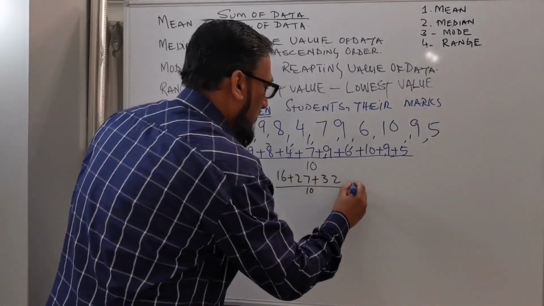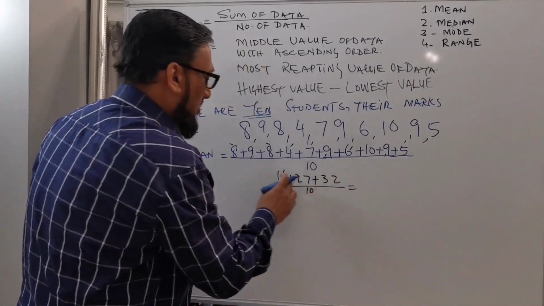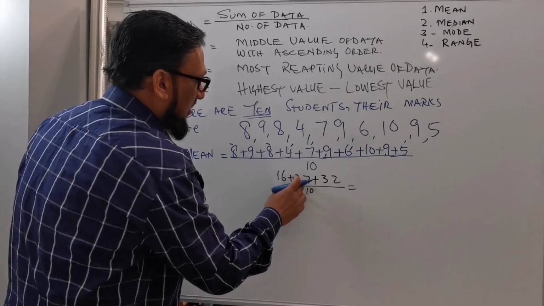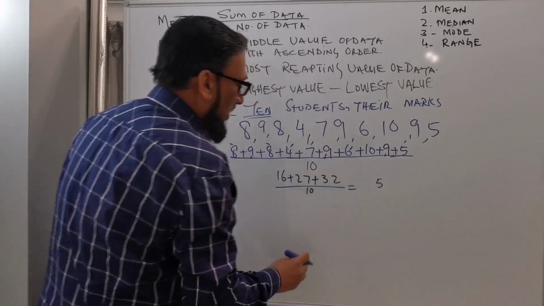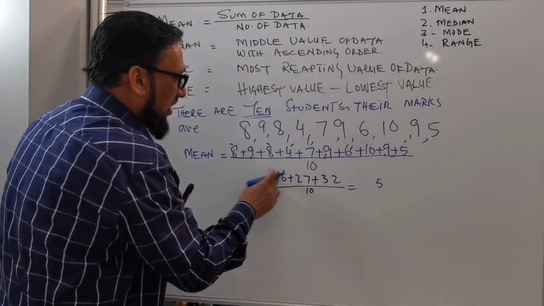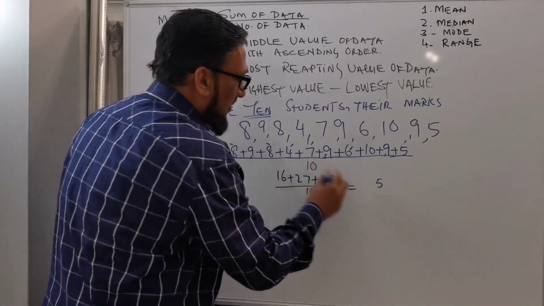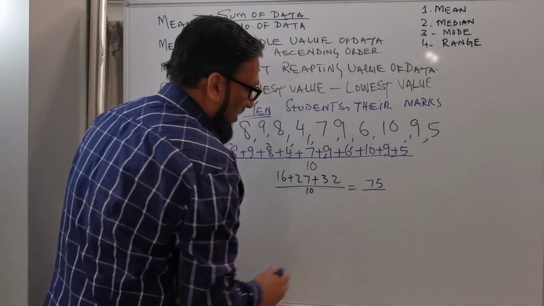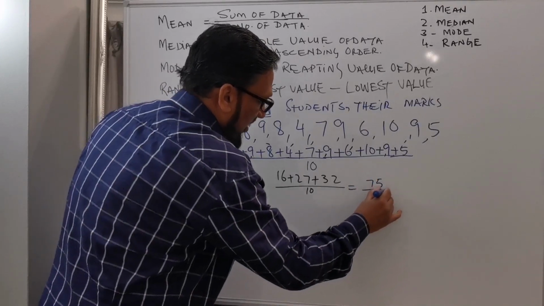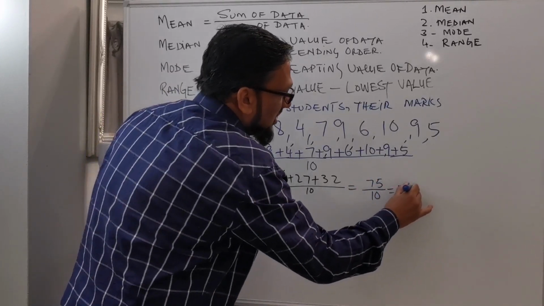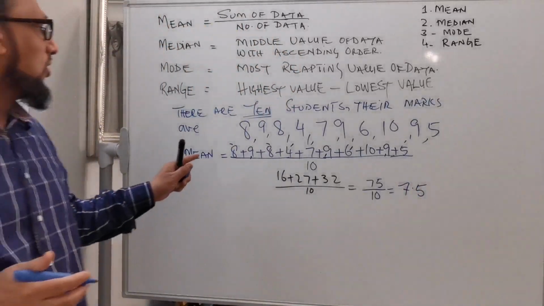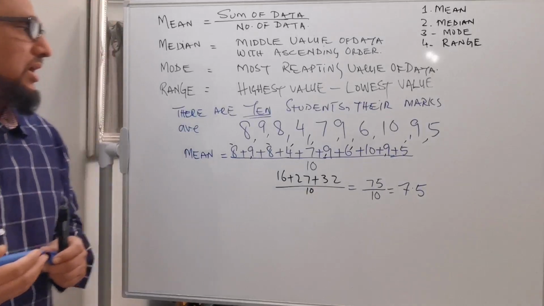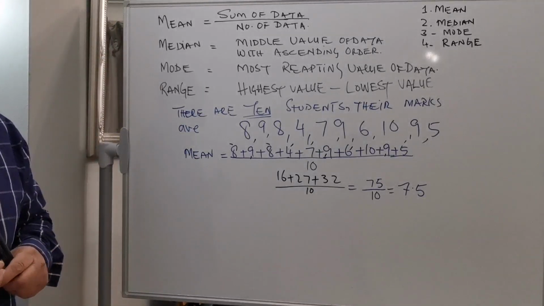So it means 6 plus 7, 13. 13 plus 2, 15. And 3 plus 2, 5. 5 plus 1 is 6. And the 1 carried was 7. So 75 divided by 10. So it means the mean for these marks is 7.5.